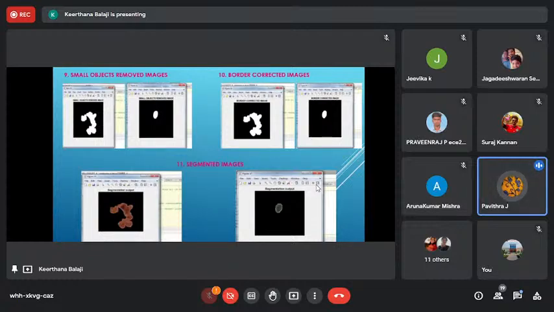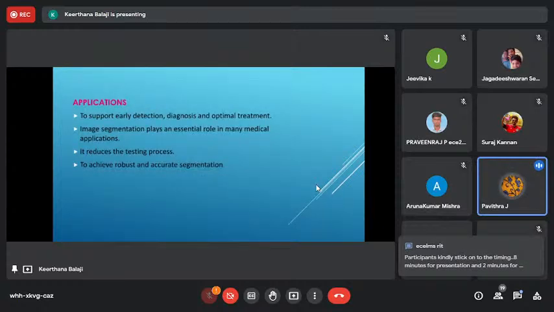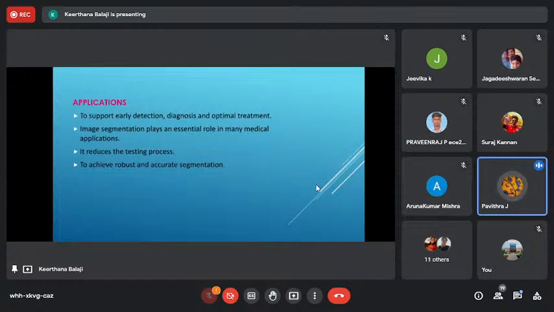And in the segmented images, a mixture of two colors, pink and peach, is given for the melanoma lesion, and for the nevus, gray with the HSV method is given. Next, the application of these classifications is to support early detection, diagnosis and optimal treatment. Image segmentation plays an essential role in many medical applications. It reduces the testing process to achieve robust and accurate segmentation. The remaining part will be carried out by Kirtana.